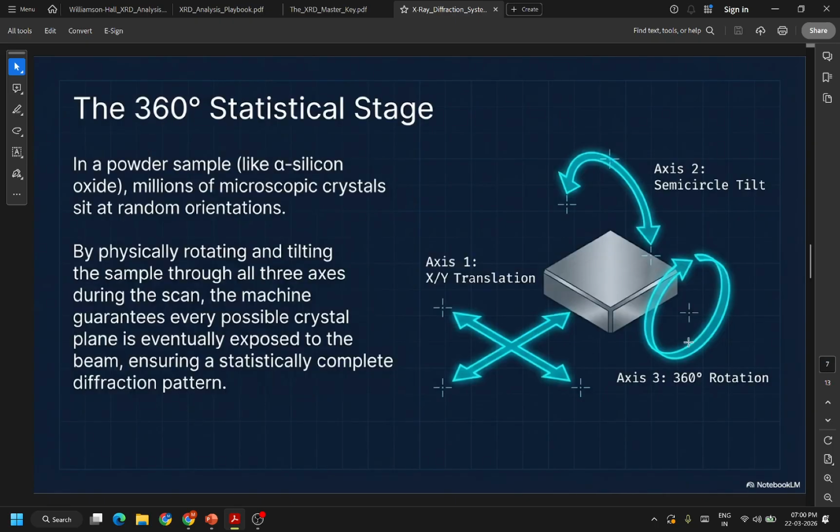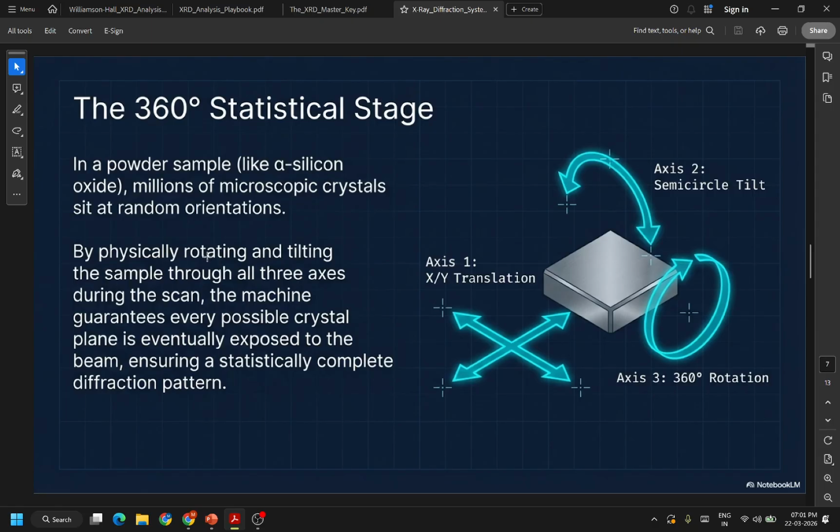Now your stage is a 360-degree statistical stage. In a powder sample like alpha silicon oxide, millions of microscopic crystals sit at random orientations, so your X-rays will give output for all the orientations. But if you have a single crystal, only some particular orientations are available, so your X-ray will show only some peaks, not all of the peaks.